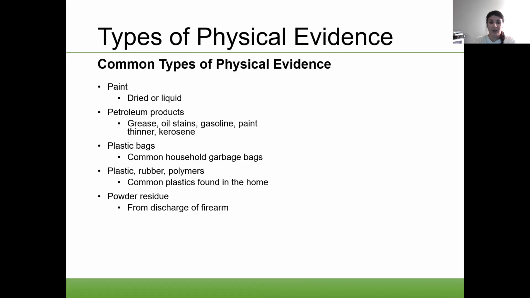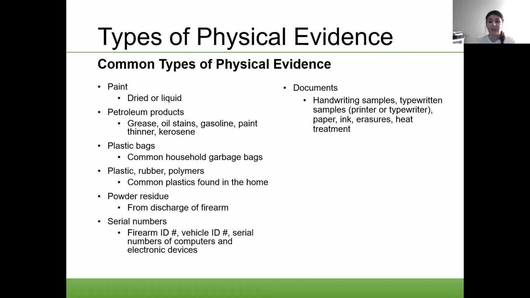Powder residue, part of this could be the discharge of firearms. Serial numbers, a firearm ID number, vehicle ID number, serial numbers of computers and electronic devices. Documents, handwriting samples, typewritten samples, printer or typewriter. People don't usually use typewriters anymore, except in murder shows. You see people typing on a typewriter. I don't know why. Maybe because they don't think there's an electronic link to them. Paper, ink, erasures, heat treatment. Any of these apply to documents.